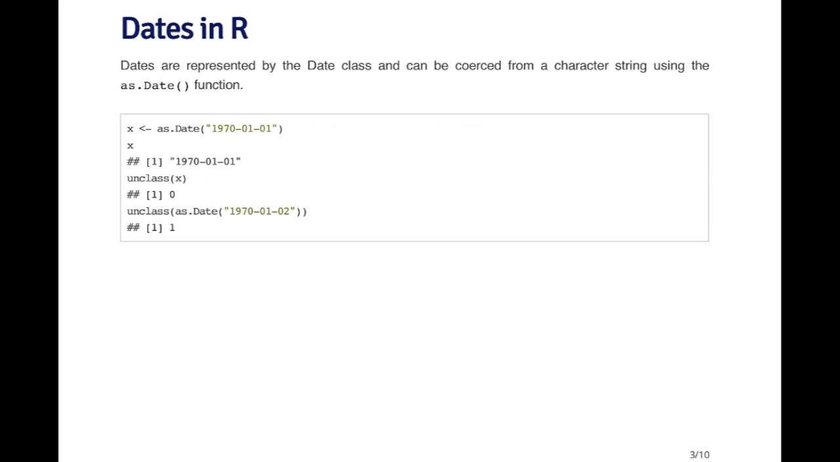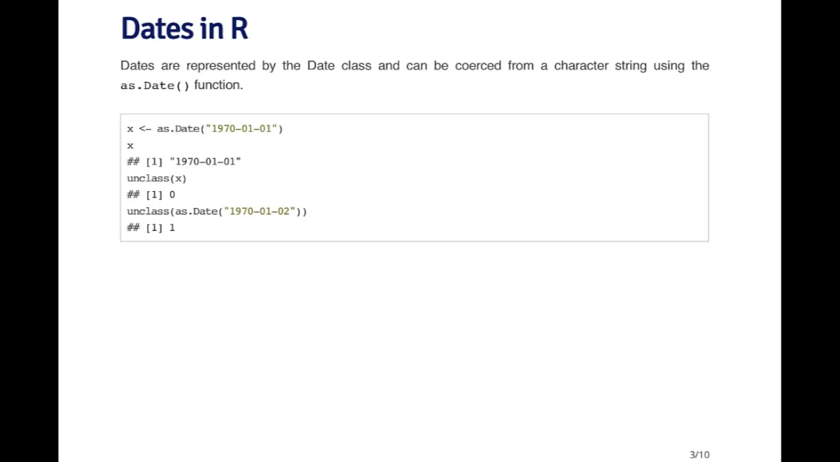So the way dates in R work is you can take a character string, like this following 1970-01-01, and convert it into a date using the as.Date function. That's probably the most common way that you'll begin working with dates. And you'll notice that if you print out this object, you'll get something that looks like a character string. Now, it's not actually a character string, but it will print out that way because there's a special print method.